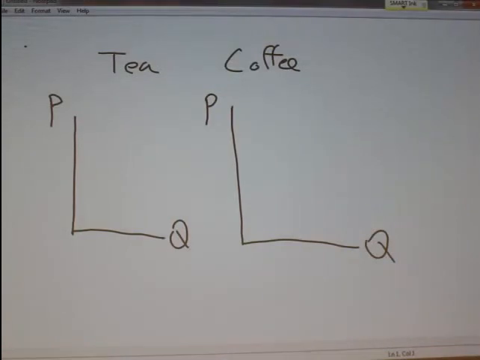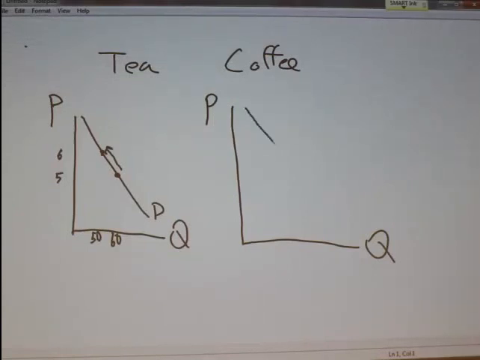So here, let's say this is the market for tea. We have a demand curve, and the price goes from $5 to $6. We're going to move along the demand curve, and so maybe our consumption goes from 60 million pounds to 50 million pounds.